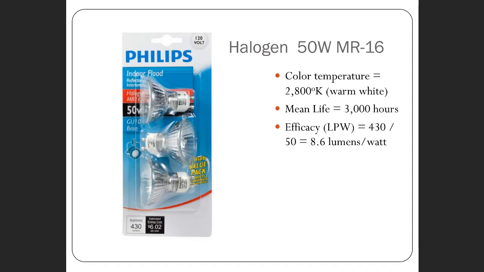So again, just like the incandescent, we can also look at the characteristics of the halogen, same information: color temperature, lifetime. In this case, the efficacy is pretty poor, right? It's actually slightly lower in this case than what that incandescent was.